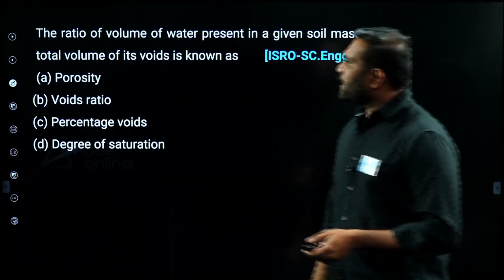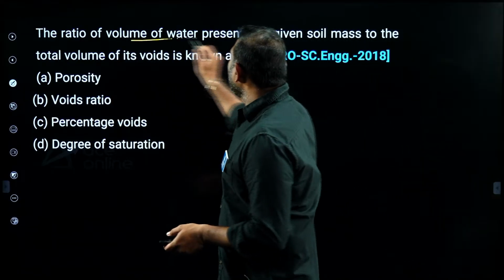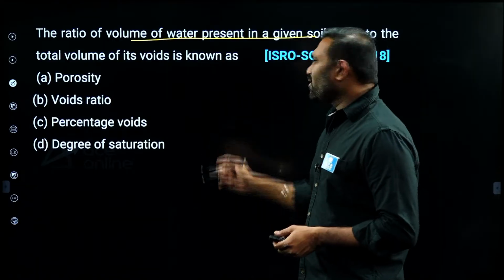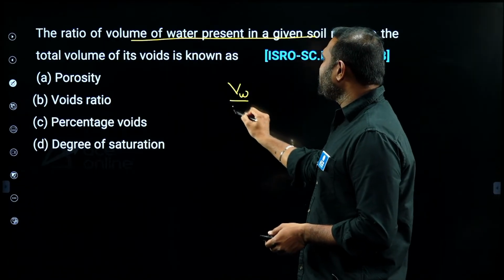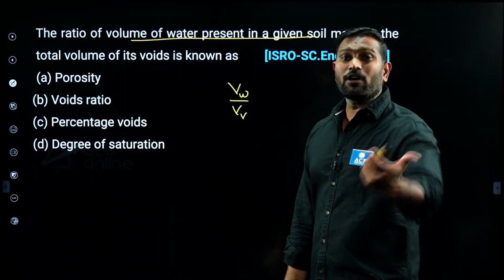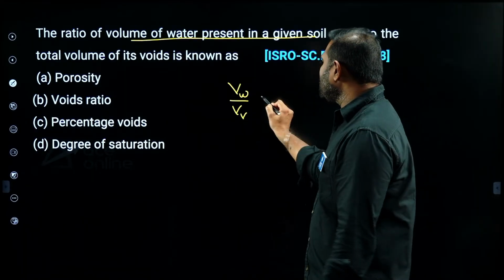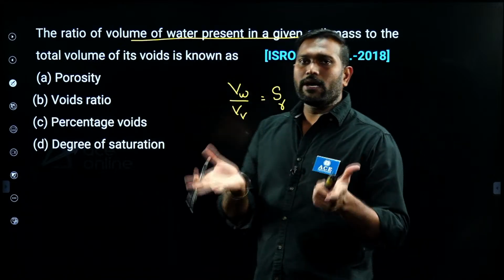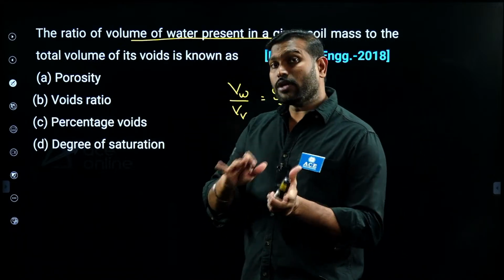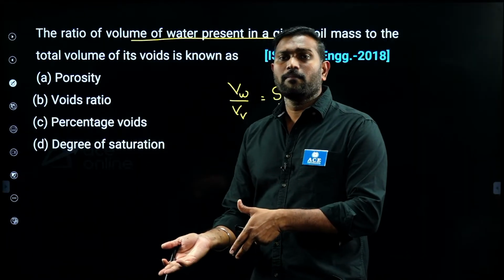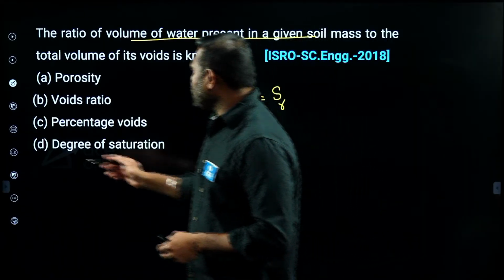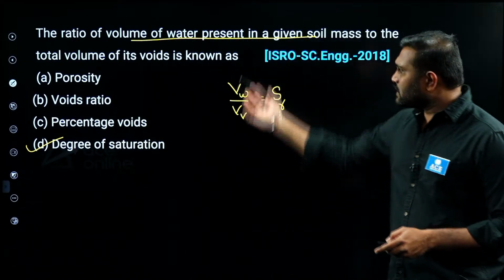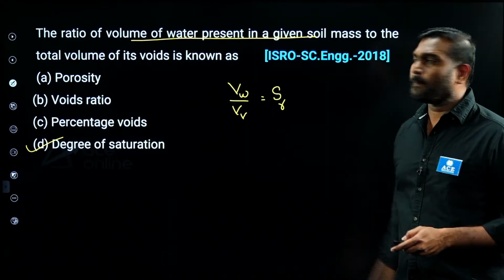Next, the ratio of volume of water present in a given soil mass to the volume of its voids. The volume of water by the voids, the amount of water in the void, is nothing but the degree of saturation. Amount of air in the void is percentage air content. So, for the given question, the answer is option D, which is known as degree of saturation. That's a basic definition, basic formula.